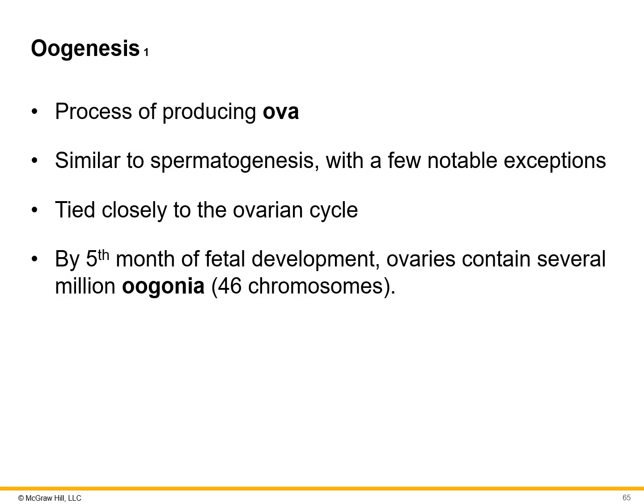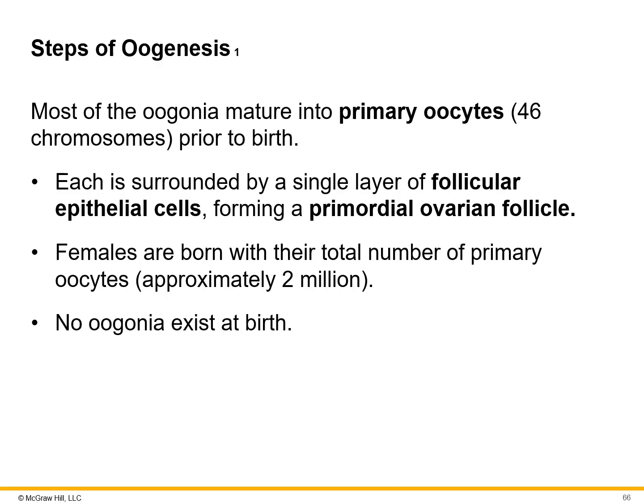Okay, oogenesis is the process of producing ova. It is similar to spermatogenesis, but it's tied very closely to the ovarian cycle. By the fifth month of mom being pregnant with a female child, the ovaries will contain several million oogonia, which have 46 chromosomes. Most of those oogonia mature into primary oocytes, which have 46 chromosomes, prior to birth.